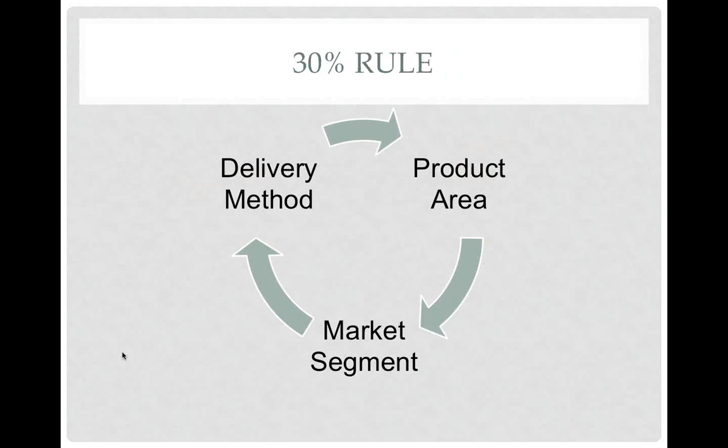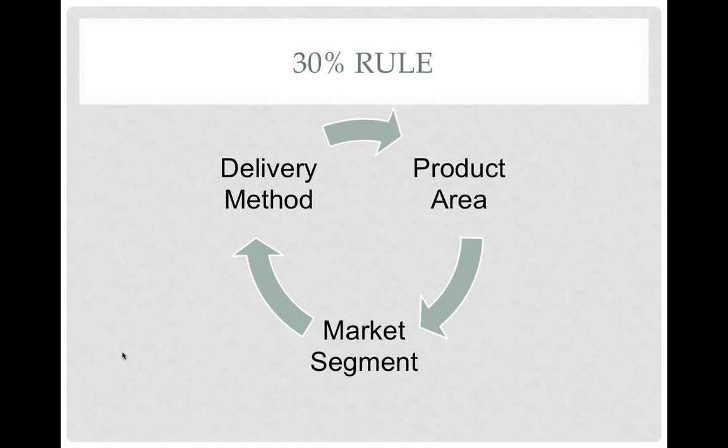The 30% rule means that within your product areas, your market segments, or your delivery methods, you don't want one product area or one market segment or one delivery method to be more than 30% of your business. Now, you may look at business by participation or by revenue. Most programs look at it by revenue. So let's just say that I don't want more than 30% of my revenue to come in from a product area point of view from business programming. Or I don't want more than 30% of my revenue to be coming in from a market segment point of view by middle school children. Or I don't want 30% or more of my business coming in from just face-to-face classes.